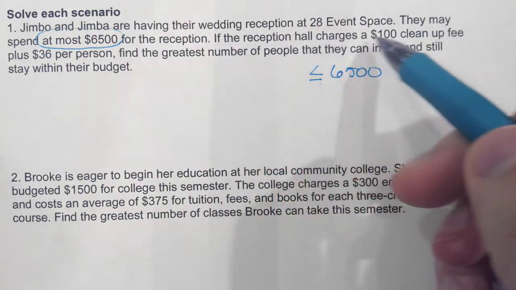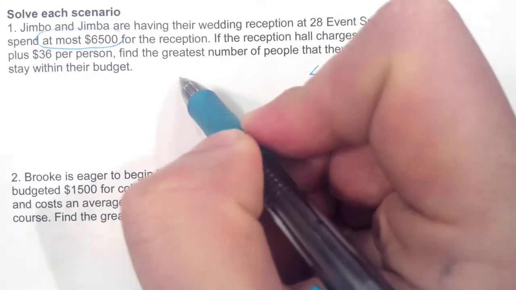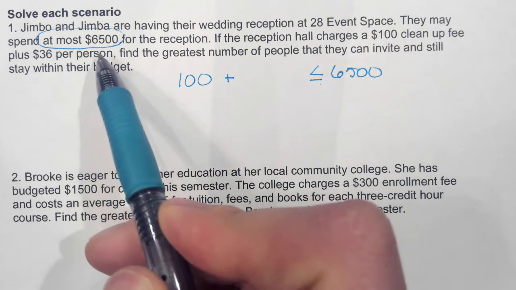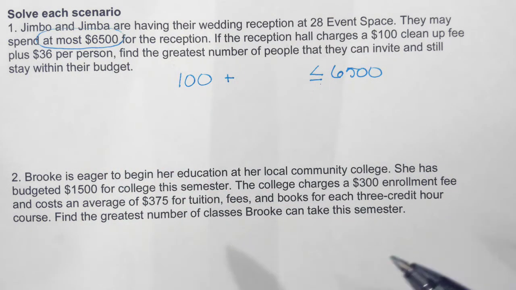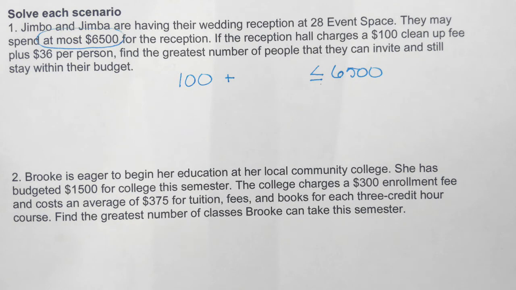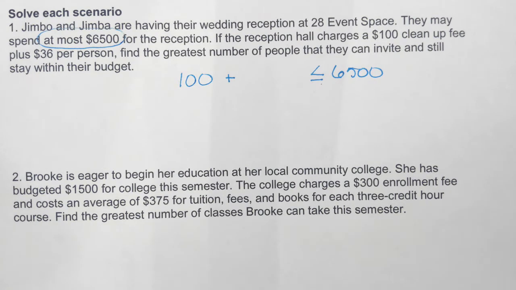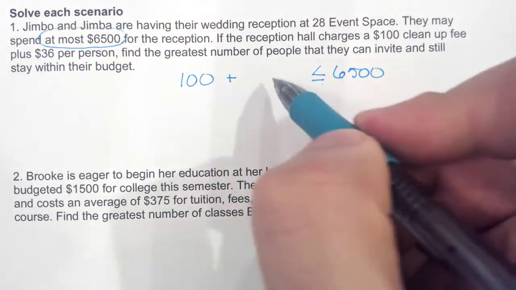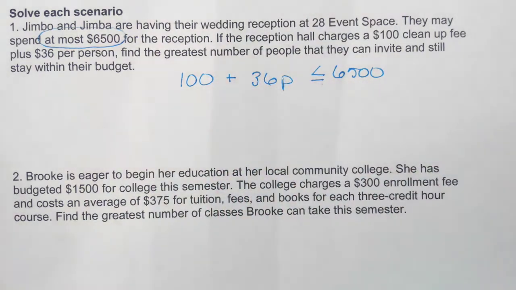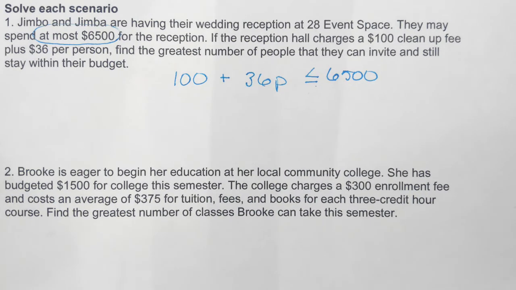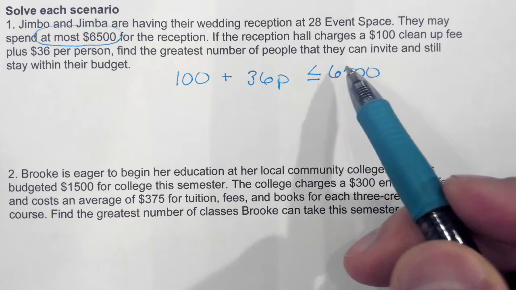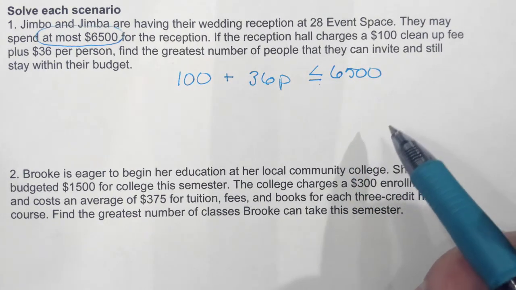Now it's going to charge you a $100 cleanup fee. So no matter what, you're going to have $100. So we're going to put 100 plus $36 per person. If you had one person there, it'd be $36. If you had two people there, it'd be $72. If you had three people there, it'd be $108, and so on. So however many people times 36, right? So that's going to be 36, we'll call it P for people. And that looks like our inequality. It's going to be $100 plus $36 per person. We want to spend less than or equal to $6,500 for this wedding reception.